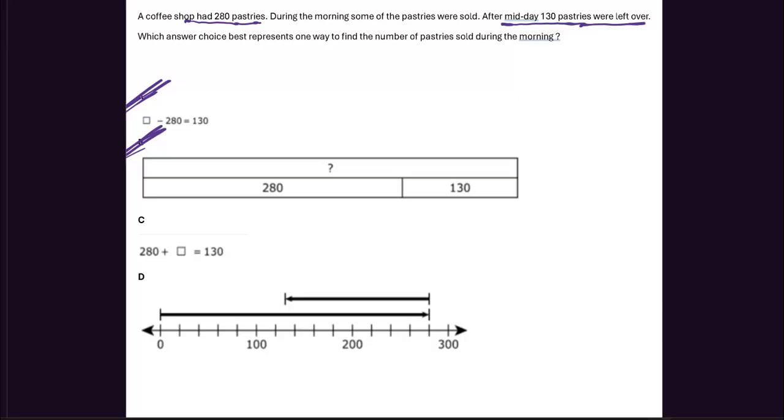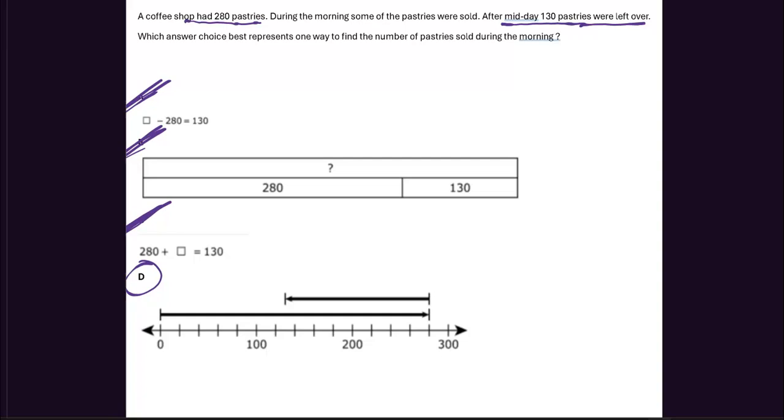Okay. Now let's look at C. C is 280 plus blank equals 130. Well, if we have 280, we cannot add anything to it to get 130 because it's already past 130. So C is out. Our answer would be D. Now, let's look at why it is D. Okay, so 280 is the total.